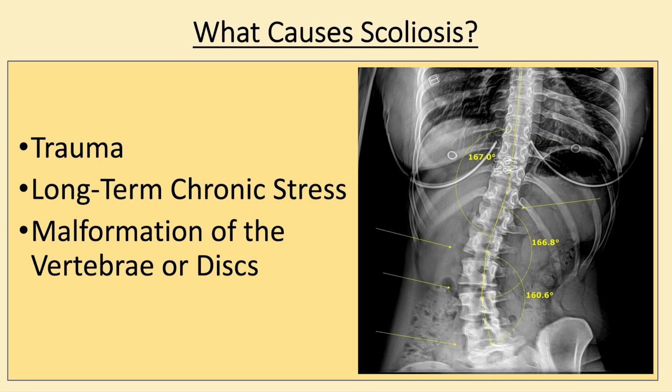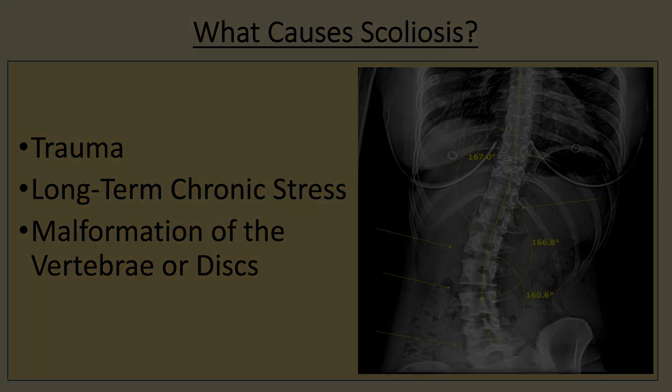But also, ligaments are 2.5 times more flexible than normal in people with scoliosis. And a lot of times, scoliosis is misdiagnosed. It has to be over 15 degrees. Beyond that, it's going to be a traumatically induced buckling. So what causes scoliosis? Trauma, long-term chronic stress, malformed vertebrae, and literally a change in proprioception of how the brain views the body in space.